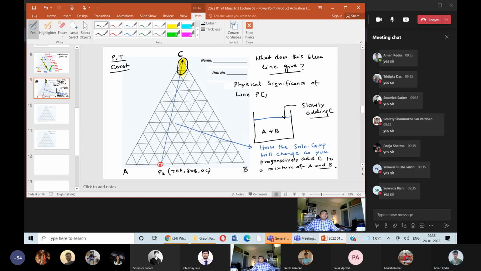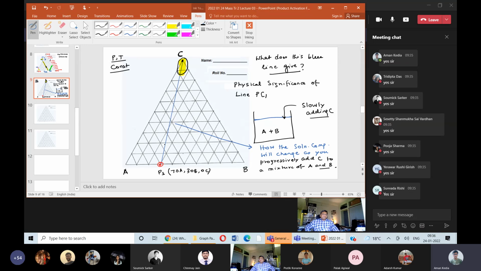Now my question to ask is, you can always draw this line on the graph paper. There is absolutely no problem. But theoretically, it is also possible to go to C equal to 100%. My question is, is it practically possible to reach the point C?